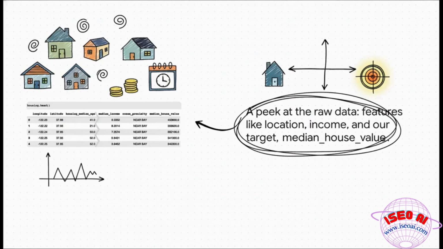So, what does that cool-looking map actually look like to a computer? Well, it looks like this, a big table of numbers. Each row is a district, and the columns are clues. In the ML world, we call these features. We've got things like location, age of the house, median income, all little breadcrumbs that might help us. But that last column, median_house_value, that's the special one. That's our target. It's the answer we want our model to learn how to predict.